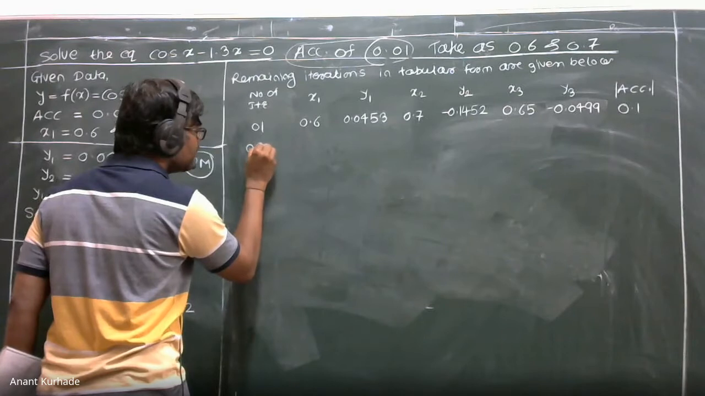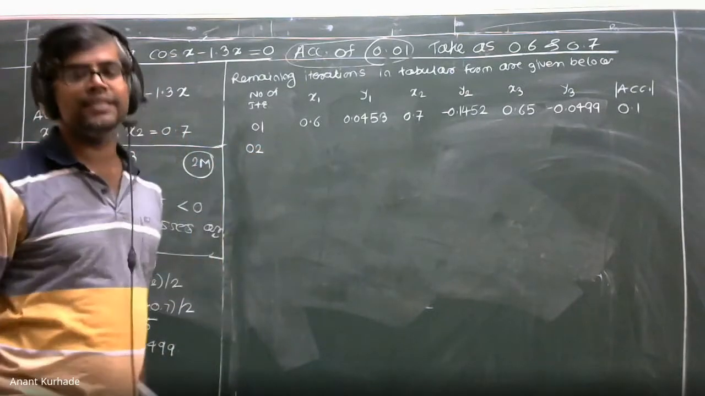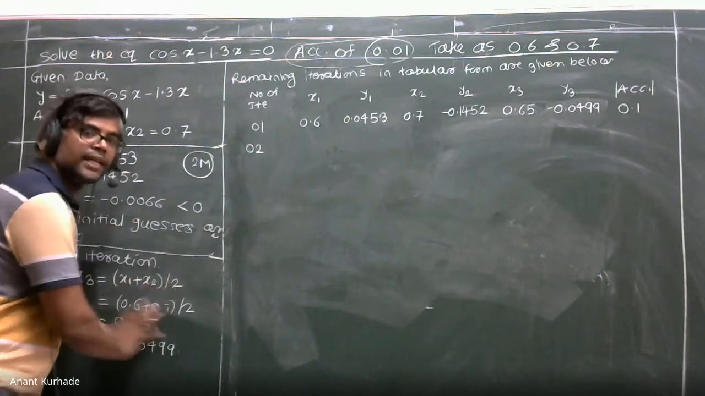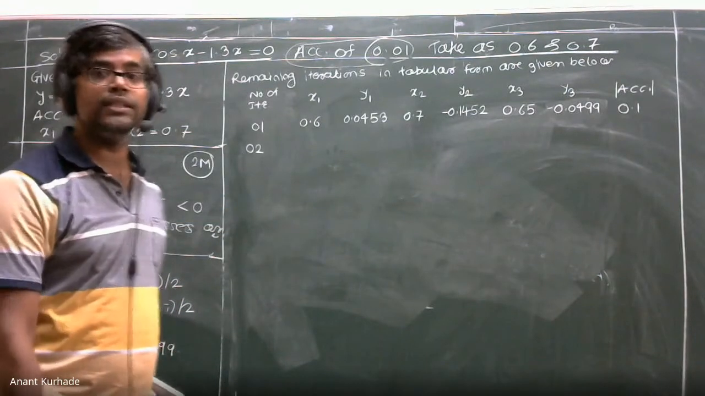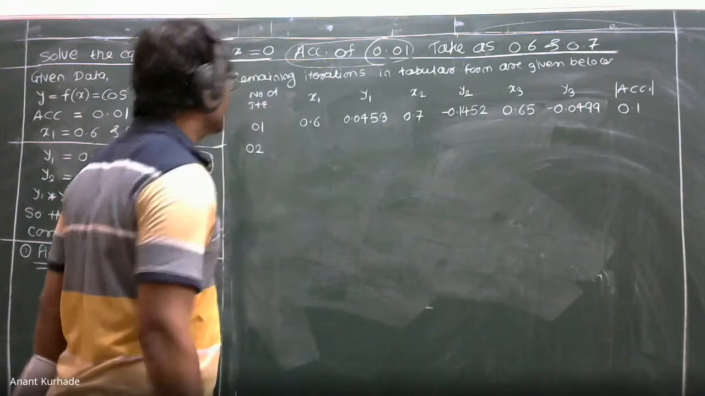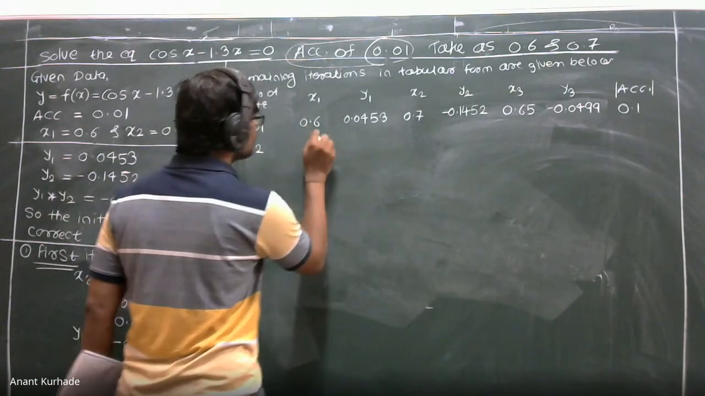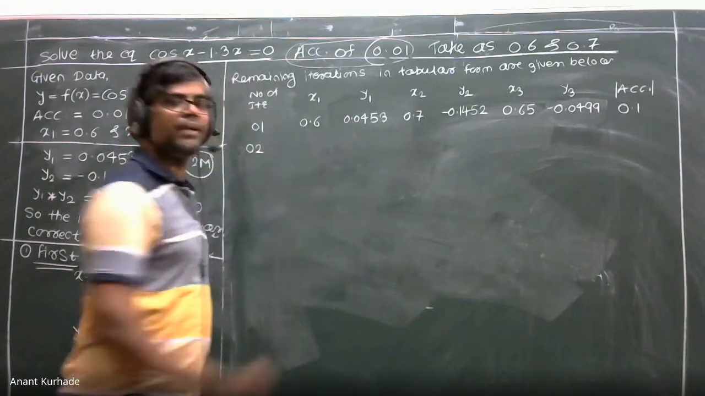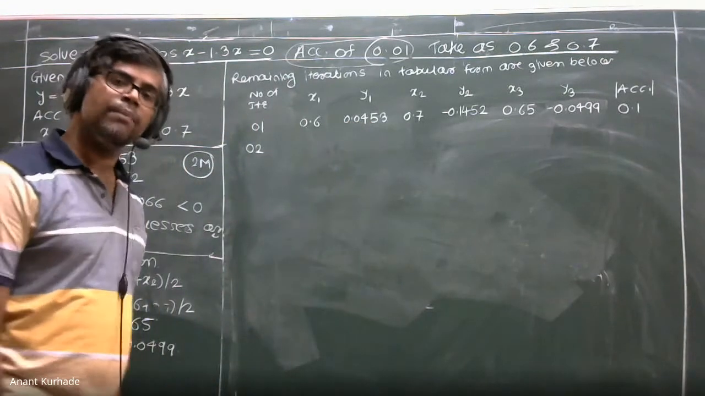Now iteration number 2, pay attention. This step is very important. It is not required to do this calculation again. Here, for this 0.1, y1 has a plus sign.